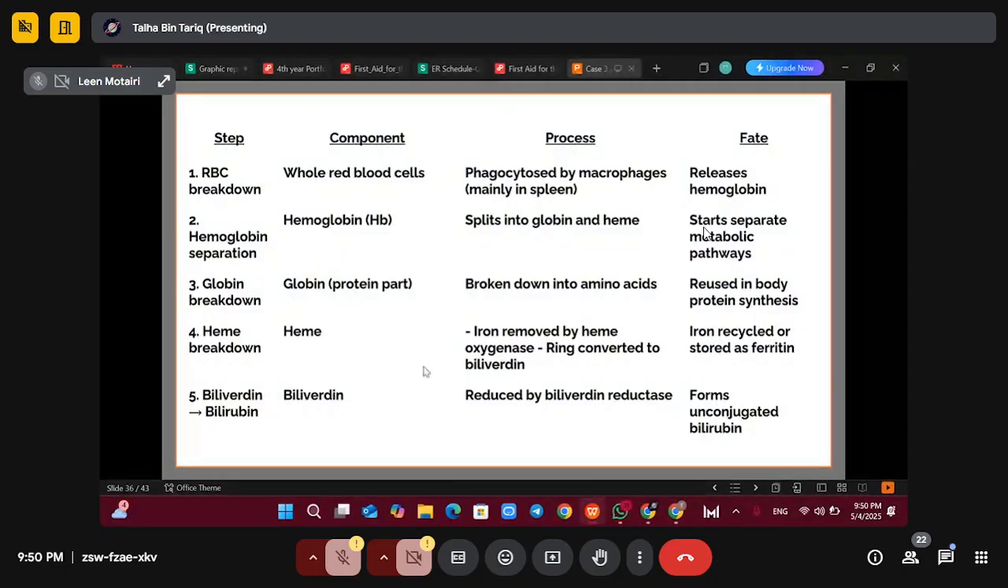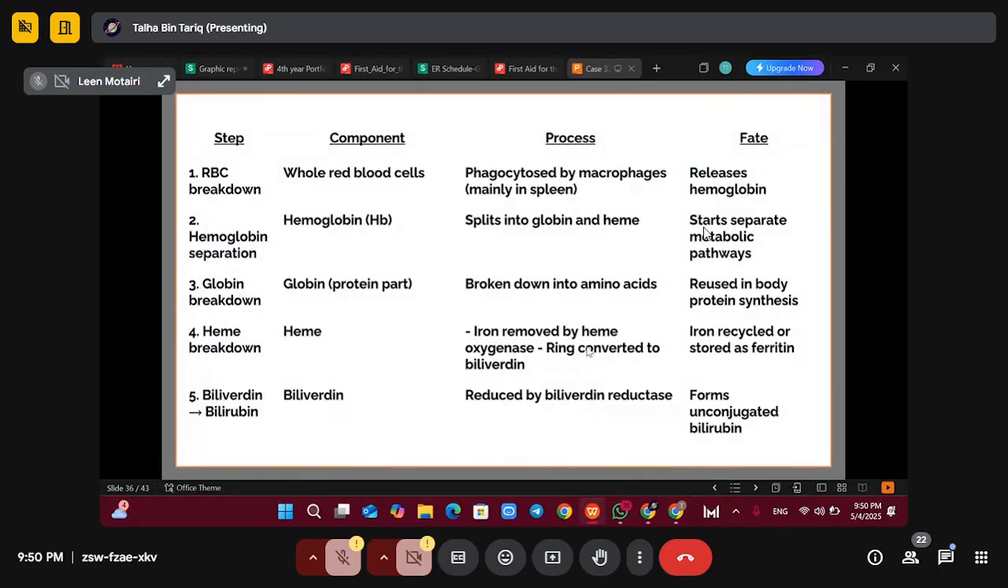Then we have the heme part. The heme part has the porphyrin ring. I hope you guys study the structure, but just for an overview, the heme part contains the iron and the porphyrin ring. Iron, what happens with iron? So we told what is happening with globin. Now the next part is the heme. Heme is the iron part.